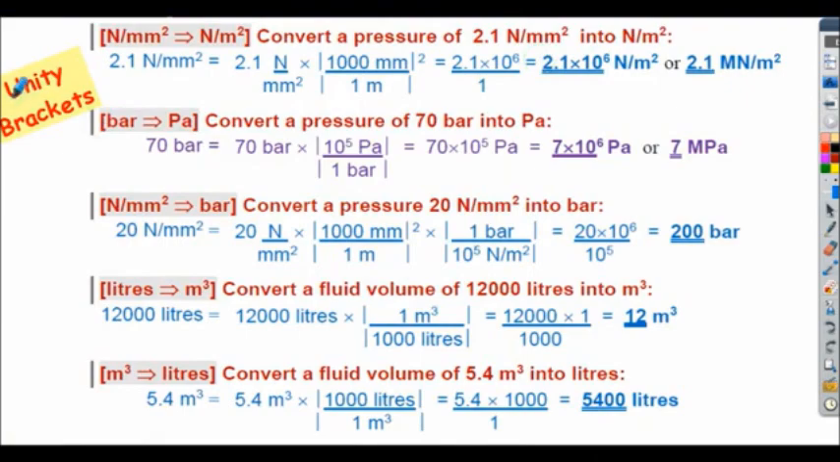And finally, I've included some unity brackets here to help us with conversions. So we want to convert, for example, between newtons per millimeter squared and newtons per meter squared, or the bar to Pascal, Newton per millimeter squared to bar, litres to meters cubed, or meters cubed to litres. These are standard unity brackets often used for such conversions. For your reference, there is a separate presentation on the use of unity brackets.